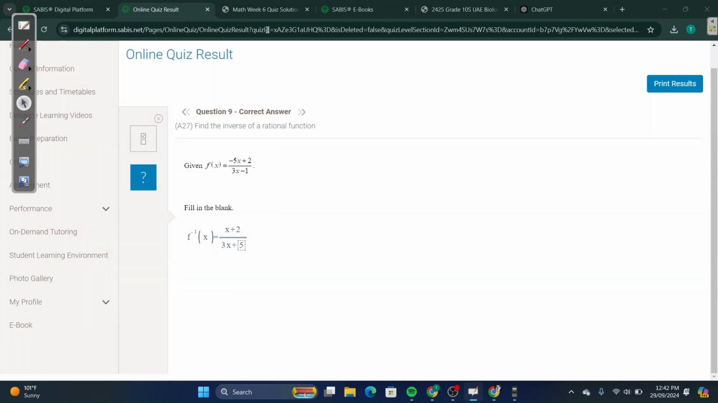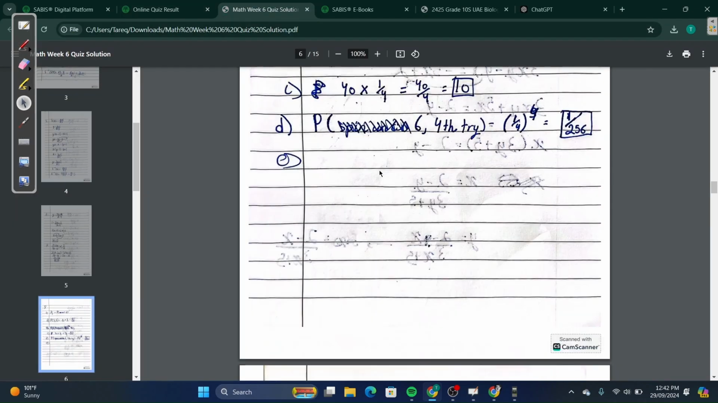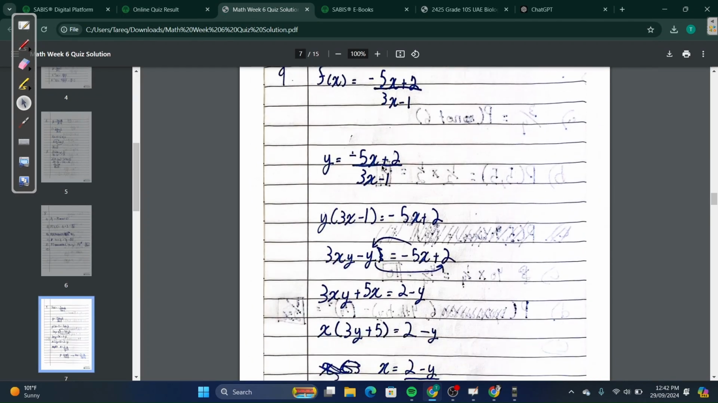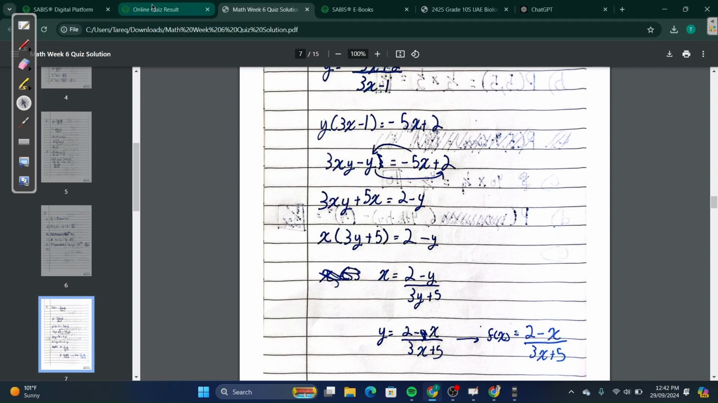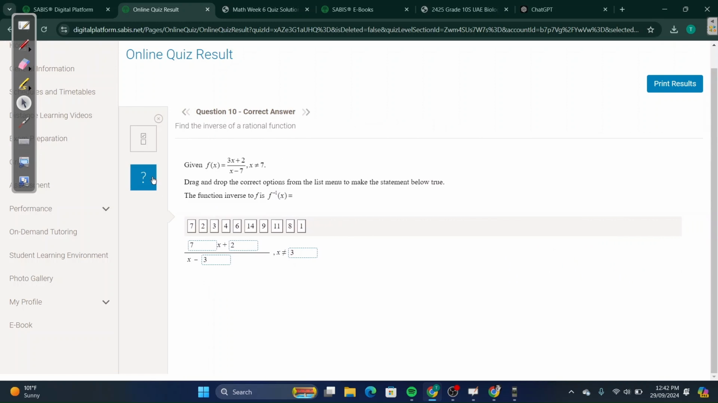I'm gonna skip this. You can find it on the, wait, is this 9? Question 9. You can find it here. It's the same as the other one. So I'm just gonna skip it. Drag and drop to find the correct option. This is again the inverse of x. So this is the same one as the other one. I'm gonna skip it. Or actually, let me do it.